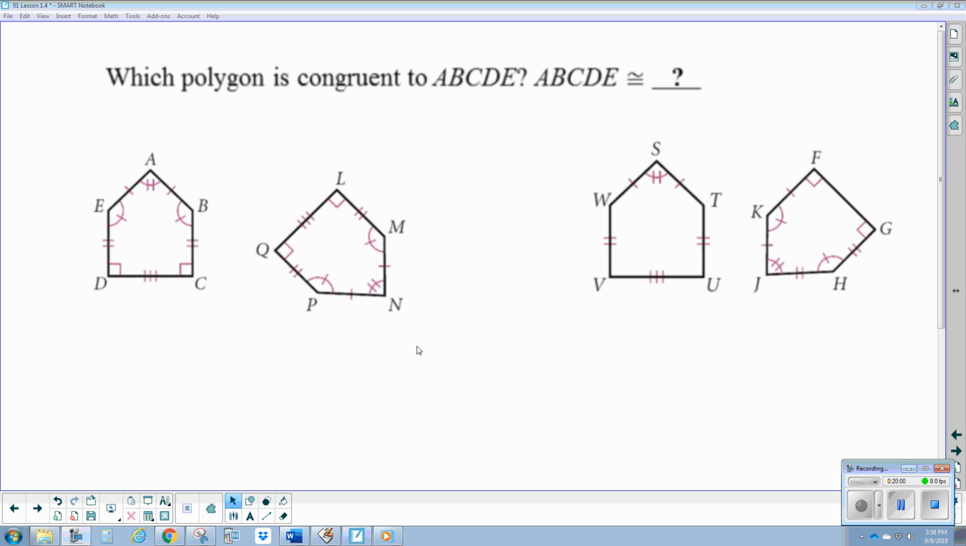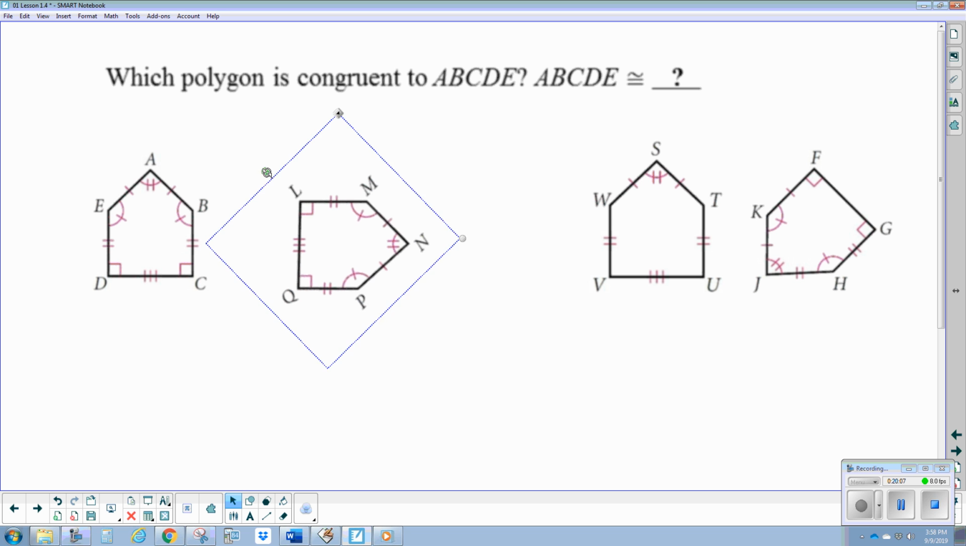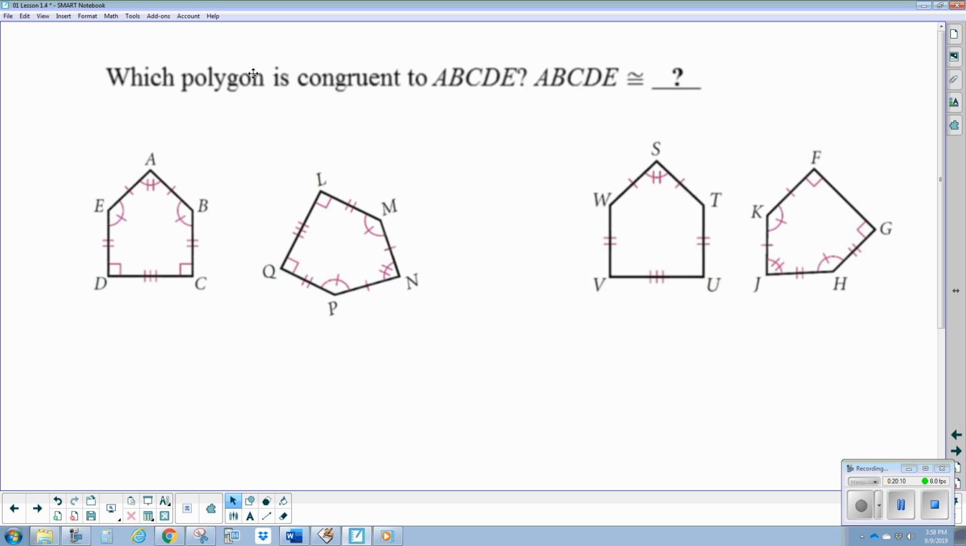If you look at these polygons, on your note sheet, I think I have this rotated already, and we want to name a polygon that's congruent to ABCDE, we have to pay attention to the order that it's written. It goes A to B. So let's find an angle that's congruent to A. We're looking for an arc with two tick marks, and that angle is N. Then we have to find an angle that's congruent to B, and that's angle M. Then let's find an angle congruent to C. Angle L is congruent to C.